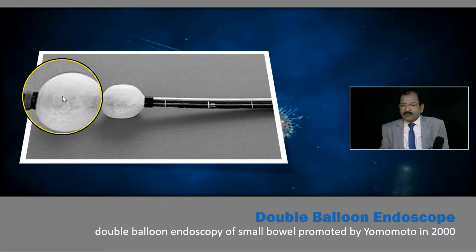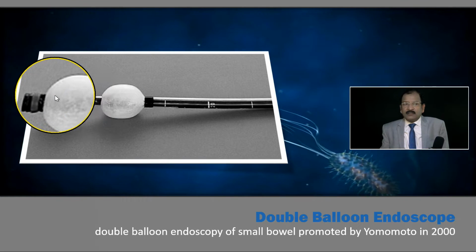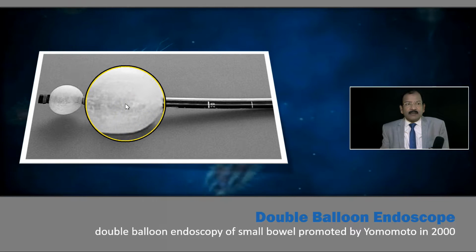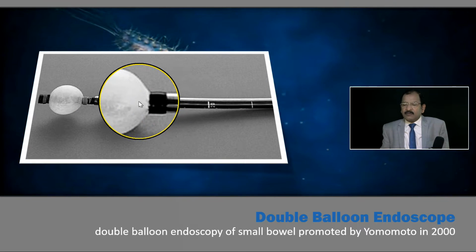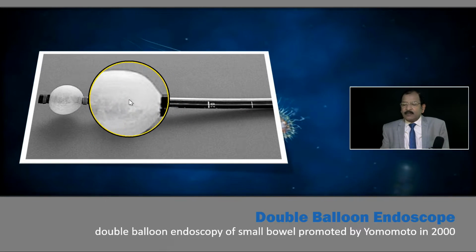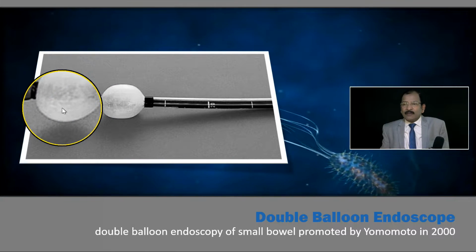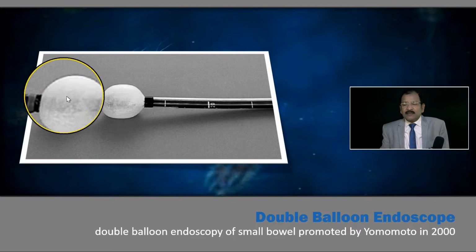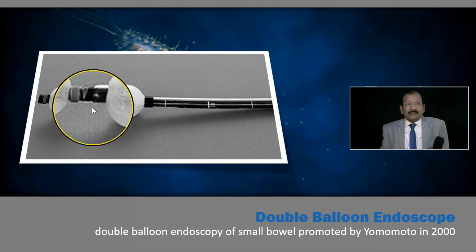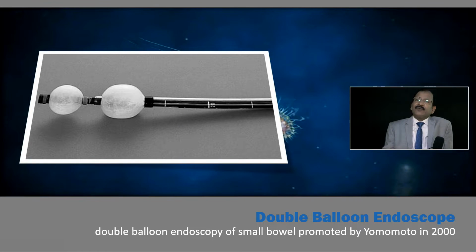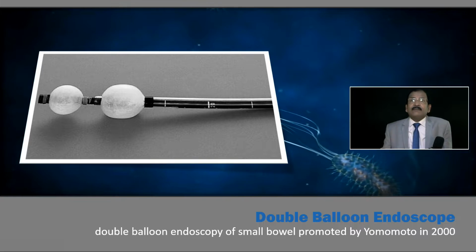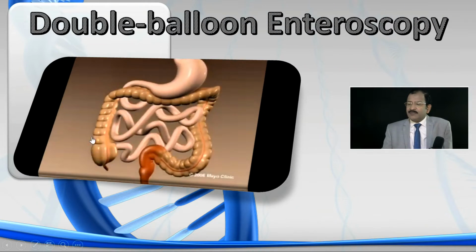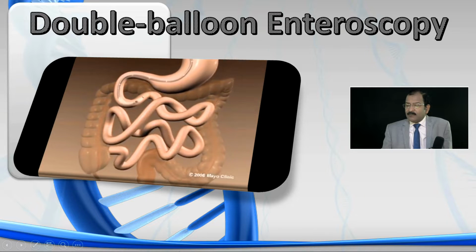Exactly the same way, first you stretch the inner tube and inflate this balloon, deflate the outer balloon, and it will stretch the outer balloon. Again inflate the outer balloon, deflate the inner balloon and push the inner balloon. This way, by successively inflating, distending, deflating, you can reach up to the terminal ileum. One of the very good companies making it is Fuji, and other companies are also there.